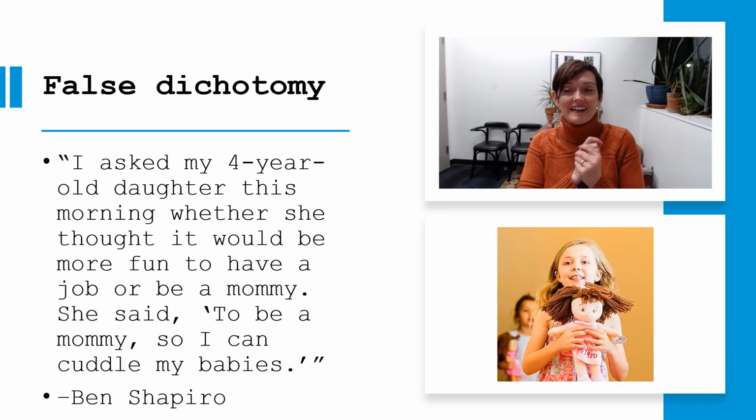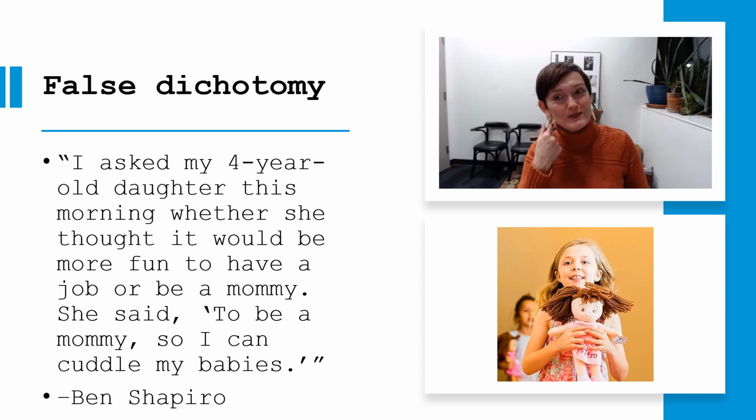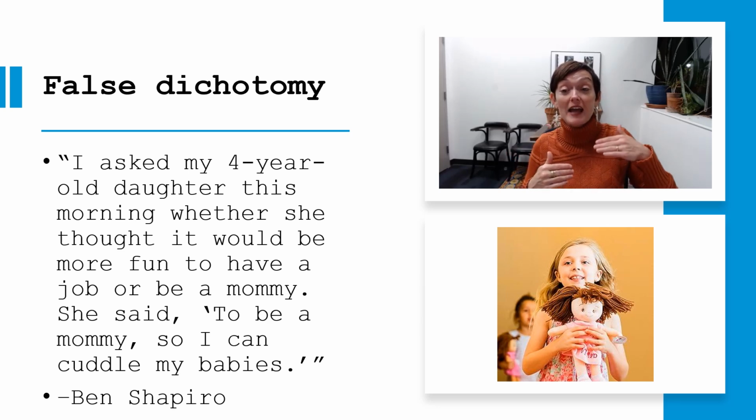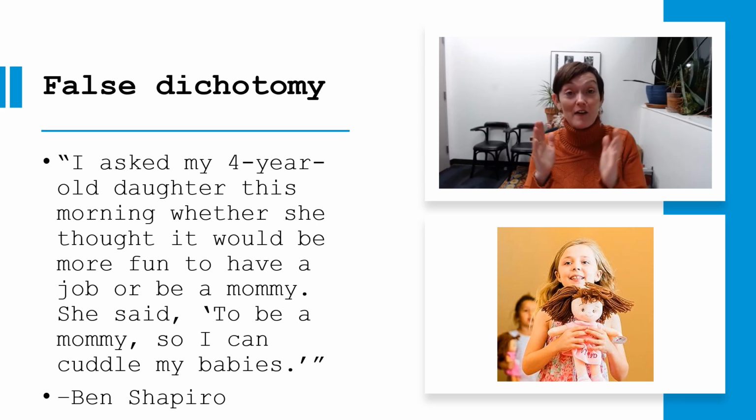Okay, you may know the thinker Ben Shapiro, the media personality Ben Shapiro. So this was something he posted on his Twitter account, his X account, a few years back. I asked my 4-year-old daughter this morning whether she thought it would be more fun to have a job or be a mommy. She said, to be a mommy so I can cuddle my babies, which is really sweet and cute, of course, but it's a false dichotomy. You don't have to choose between being a mommy or having a job. There are many, many people who are able to do something in between and have both be a mommy and also have a job. Many, many millions of people accomplish that. It's a false dichotomy to present it as having to choose between the two.